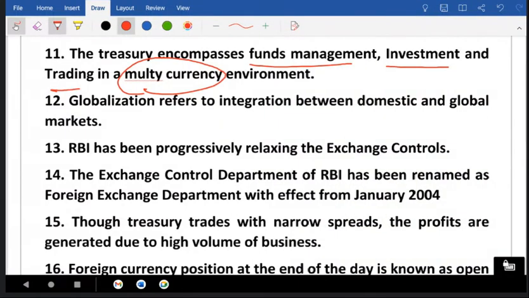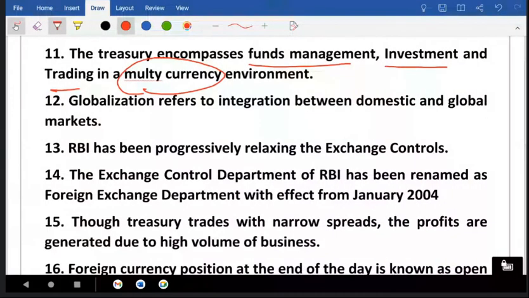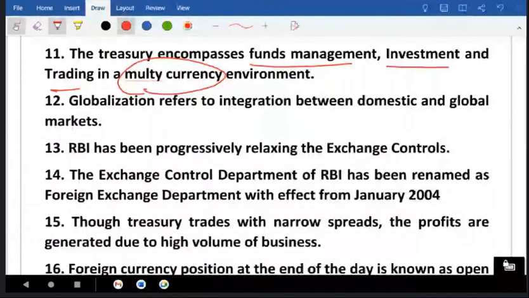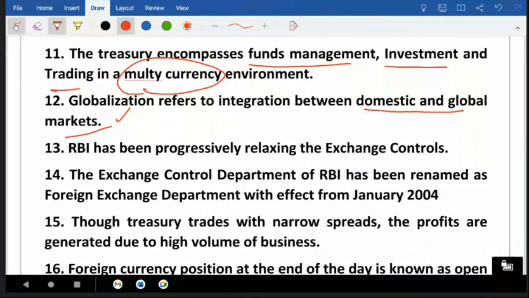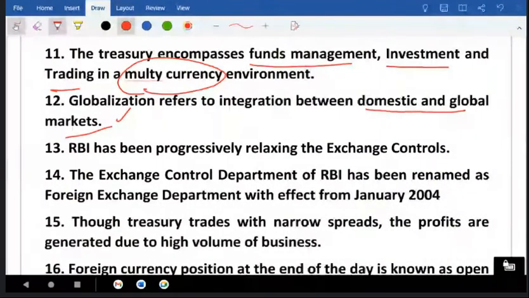And next refers to globalization. Globalization is nothing but integration between the domestic and global market. Like India has liberalized foreign direct investment in many sectors. So this becomes part of globalization. RBI has been progressively relaxing the exchange control. Earlier, foreign exchange in India was extensively controlled by RBI and the government of India. Now they are slowly opening the market for foreign direct investment.